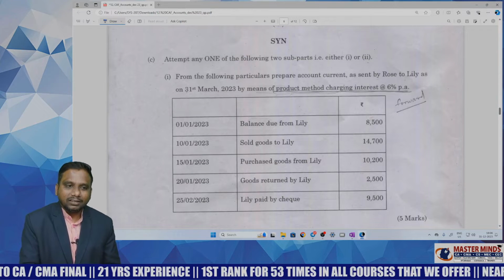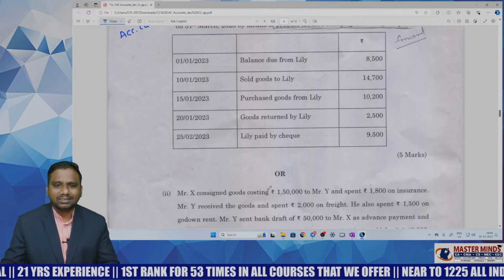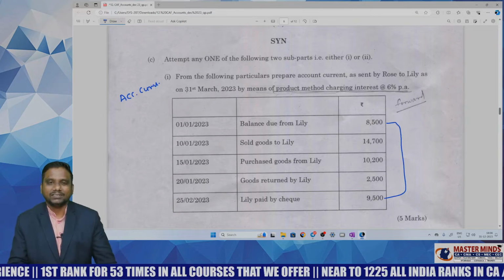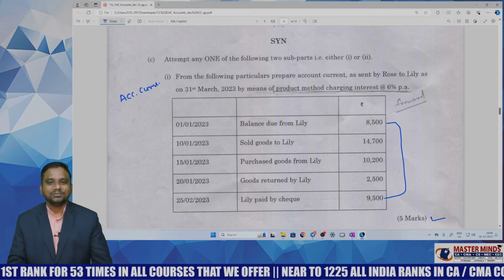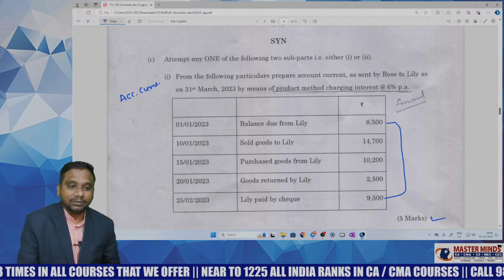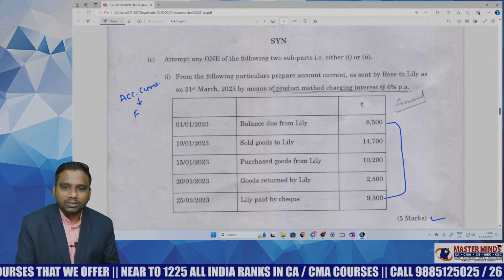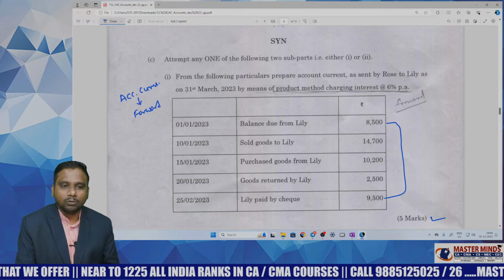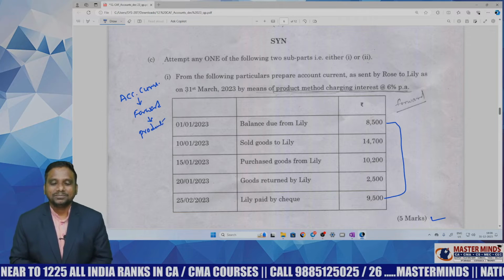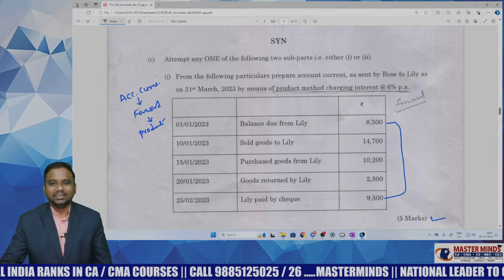Here the next question is account current. If you observe, the transactions are also very limited. Only 5 transactions, 5 marks. So you can easily prepare this account current. Sir, which method of calculation of dates? Nothing is given, so assume the forward method, because it is easy, and for calculation of interest, the product method. See, first of all, transactions are very few, na? So you can solve this account current easily.